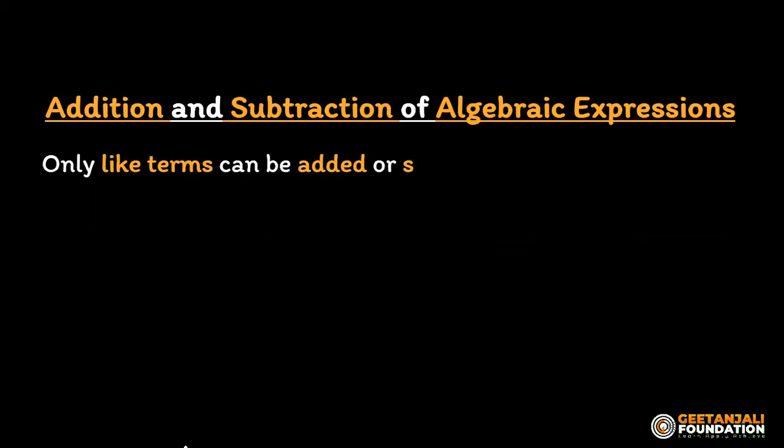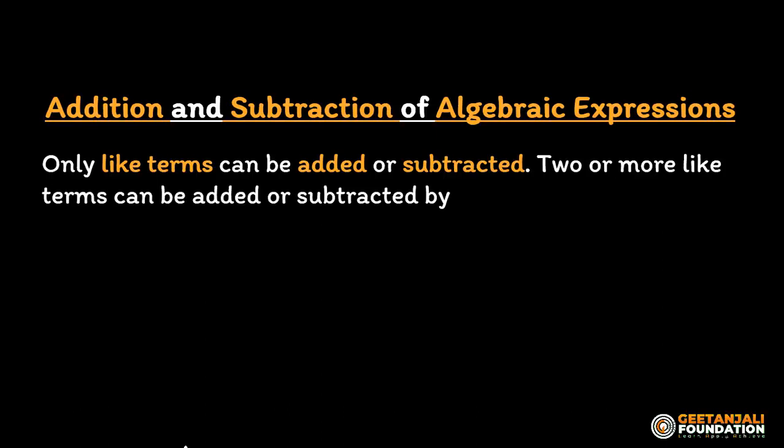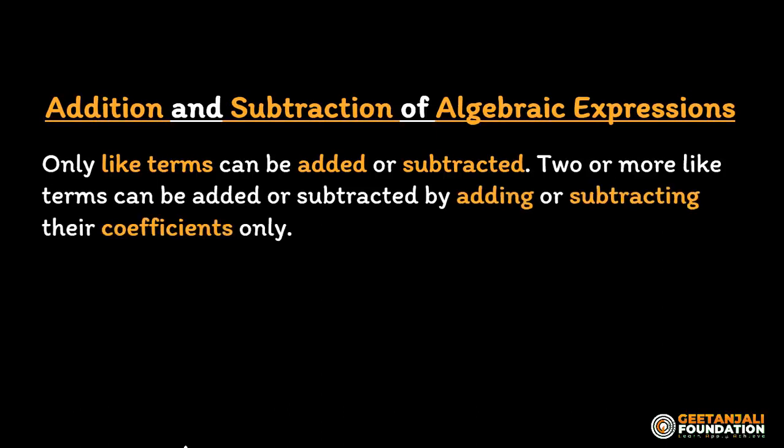Only like terms can be added or subtracted. Two or more like terms can be added or subtracted by adding or subtracting their coefficients only. So while adding or subtracting algebraic expressions, this statement is very important. We will see how it works.